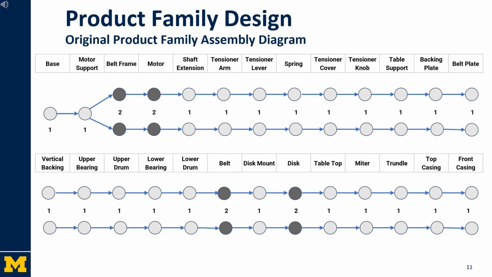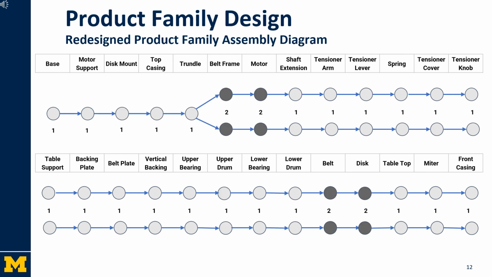The product family diagram shows the original version of the product. The original assembly sequence runs parallel. For our product family assembly diagram, we are able to move the belt frame and motor to later in the assembly process, which allowed for more platform parts.